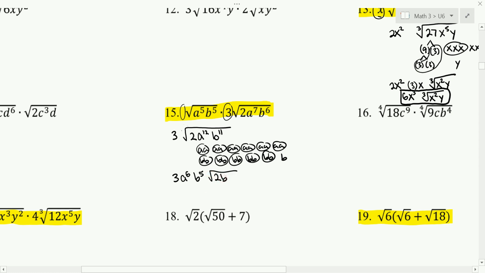And because our index is 2, we're working with the square root, we need to look at our variables that we pulled out. So we got a to the 6th. If you have an even power, it's going to make that positive, even if a were negative. So that does not need an absolute value, but the b to the 5th does.